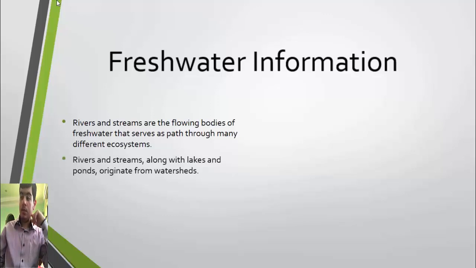Rivers and streams, along with lakes and ponds, originate from a watershed. Let's know what a watershed is. So now we understood what lakes and ponds are. Lakes and ponds are the same thing. So before we had 2, now it's 4. So only those 4 things contain fresh water. Only fresh water is found in those 4.